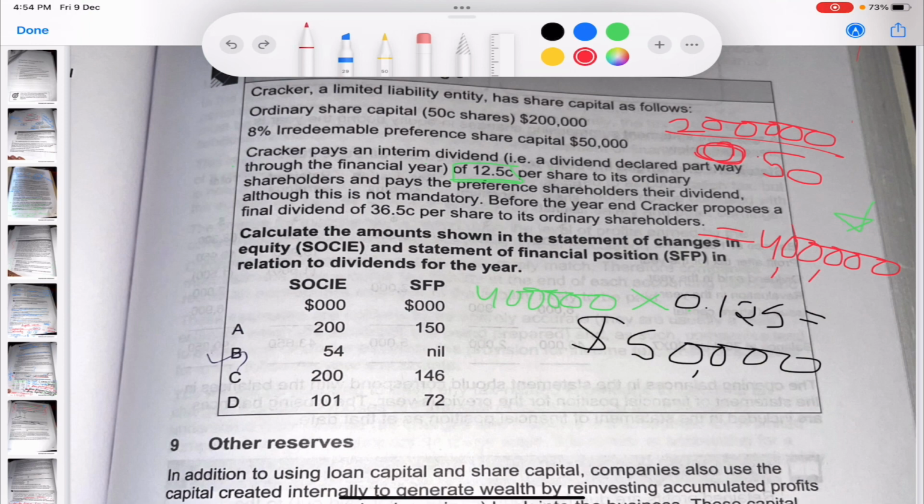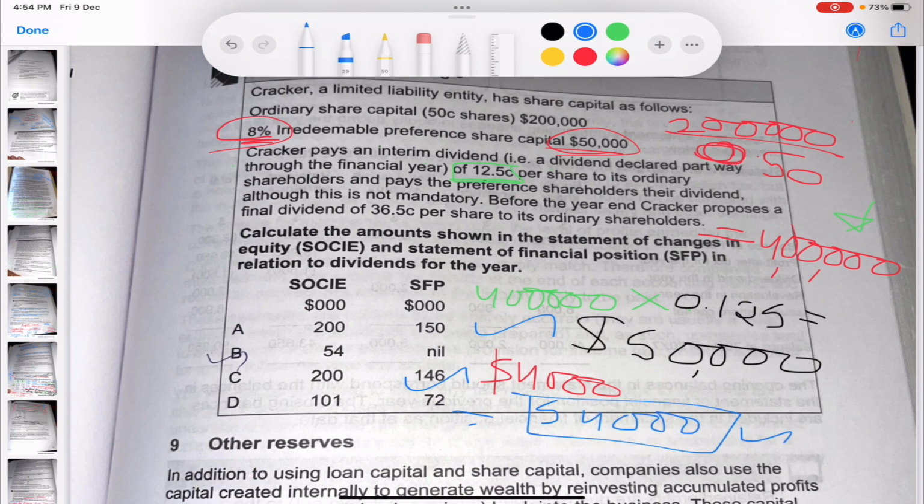Let's come to preference shares. 8% preference shares. That would be 8% of 50,000. What is 8% of 50,000? 4,000. So what is the total dividend which Cracker has to pay? This much on ordinary and this much on the preference shares, which would be 54,000 total. So 54,000 has to be paid. So the answer is 54.